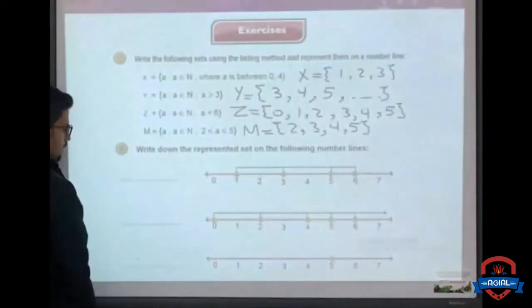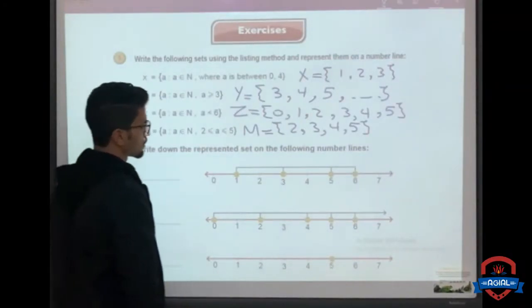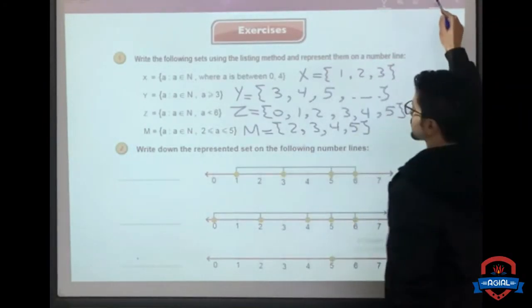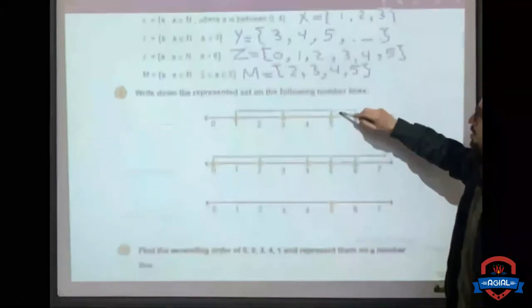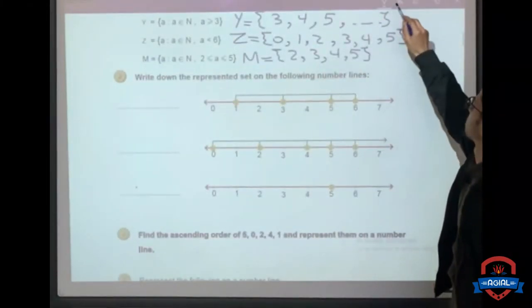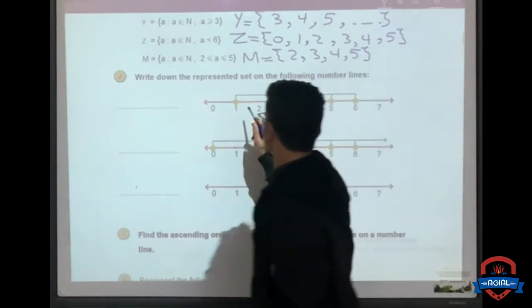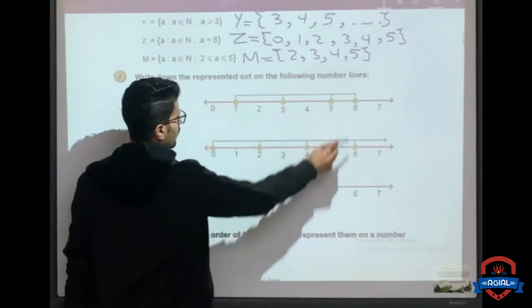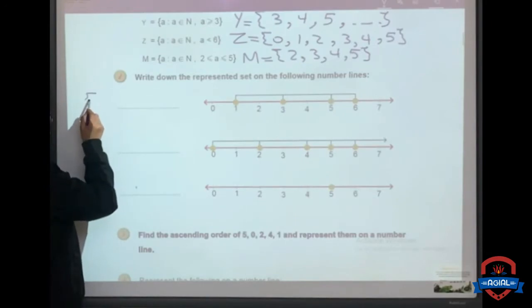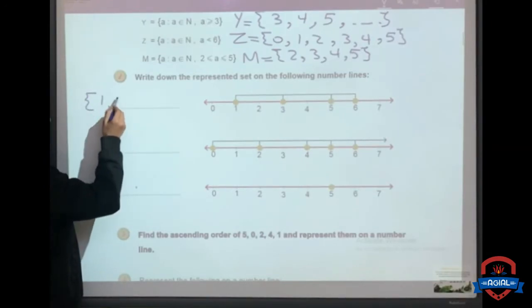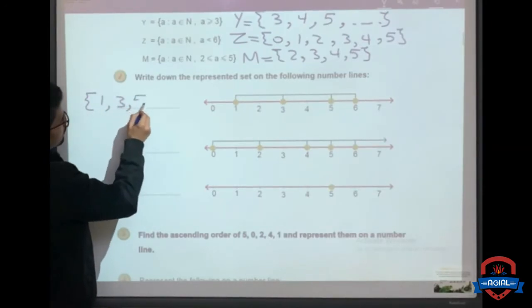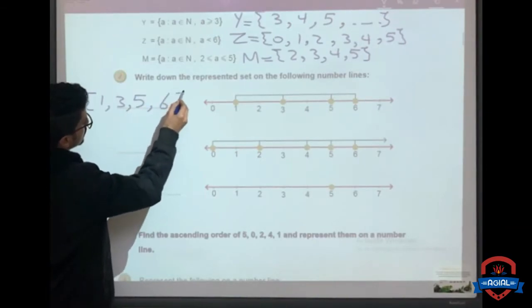Now let's look at the second question. In the second question, we need to write down the represented set on the following number lines. So we need to write the set. In the set we have 1, 3, 5, and 6.